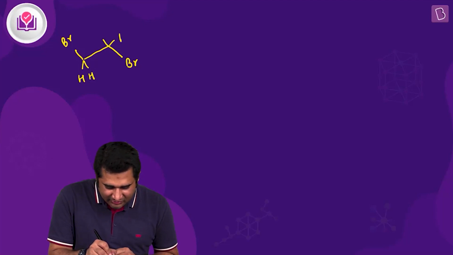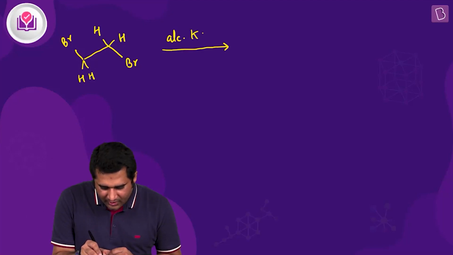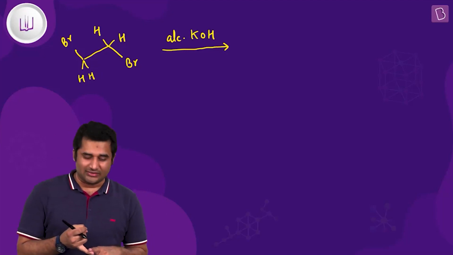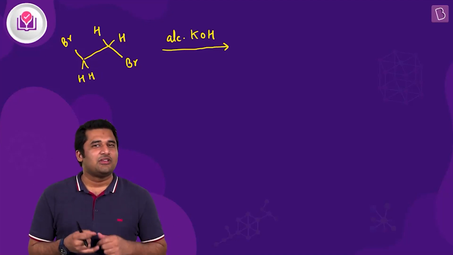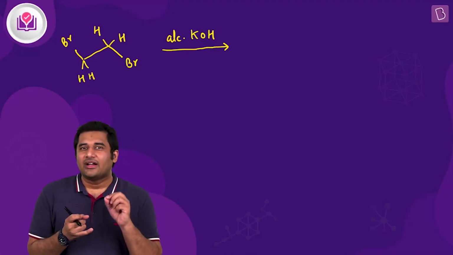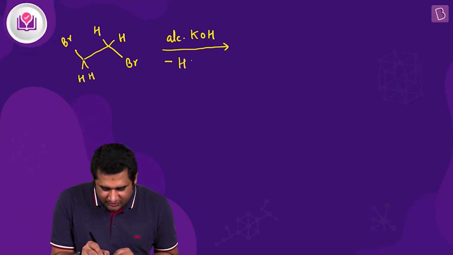So let's see this reaction. Here we have 1,2-dibromoethane, and you can see there will be 2 hydrogens on this carbon, because carbon is tetravalent, you know this. Similarly, 2 hydrogens on this carbon as well. Now when you react it with alcoholic KOH, what will happen? Elimination will take place, and what will get eliminated? Yes, hydrohalic acid, or you can say elimination of HBr.